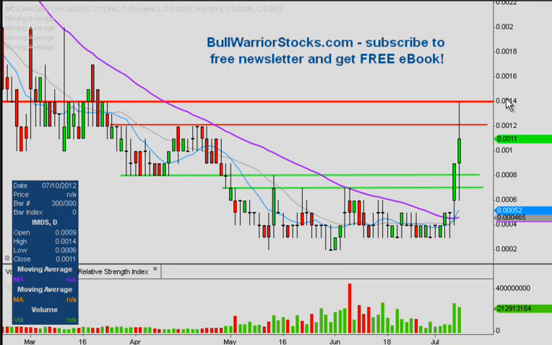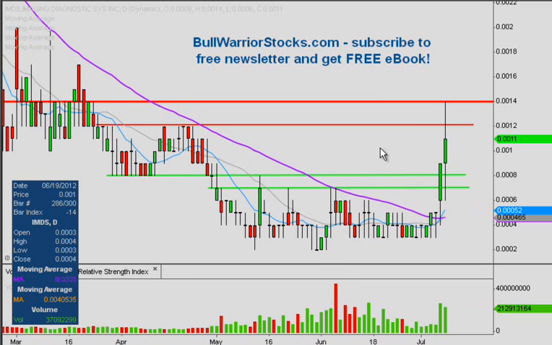If you can get some closes up above that, I'm sure I'll be back to update the chart and point out where the next levels of resistance are. But that is currently where the chart stands. If there are any other questions on it, please let me know.